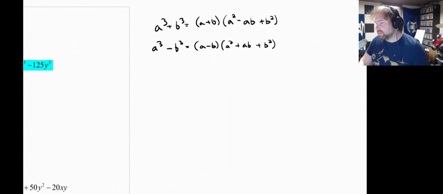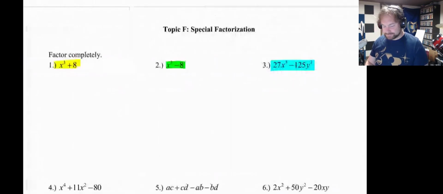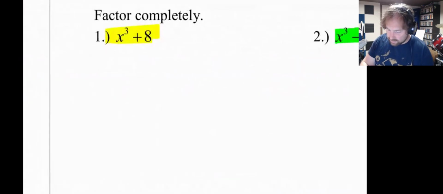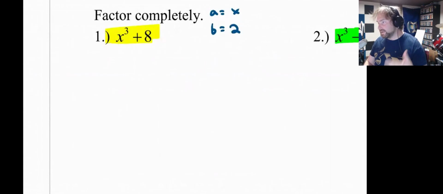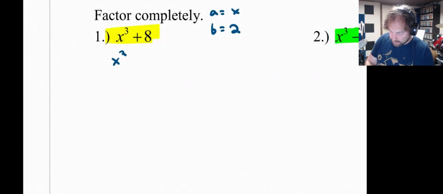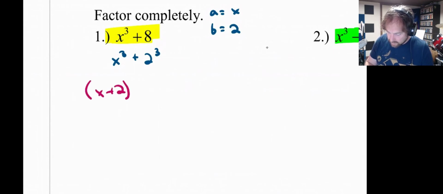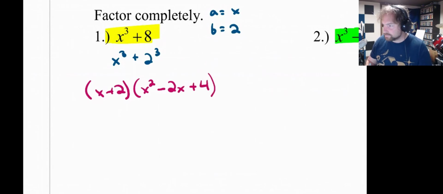All right. Well, with that in mind, let's get to work on this problem here. The key in these problems is always to identify what is the thing that is being cubed. In this case, if you want to follow that same pattern we laid out, A is just x and B is the number 2, since 2 to the third power is 8. What you have here is x to the third plus 2 to the third. Might be better to think about it that way. So if we're following the formula, it'd be x plus 2 times x squared minus 2x plus 4. And that's all we would have to do there. That's it. It's factored. It's in its simplest form.